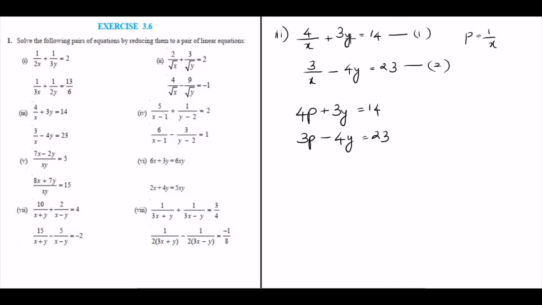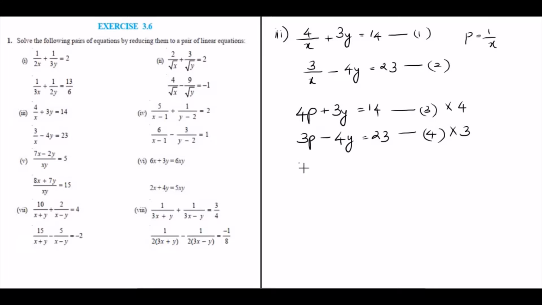You need not replace y with another variable, because when you replace 1 by x, you can reduce these to a pair of linear equations. Now we have got a pair of linear equations in two variables. Here the variables are p and y. Now use any of the methods and find out the solution. So multiply this by 4 and this by 3 to make the coefficients of the variable the same.